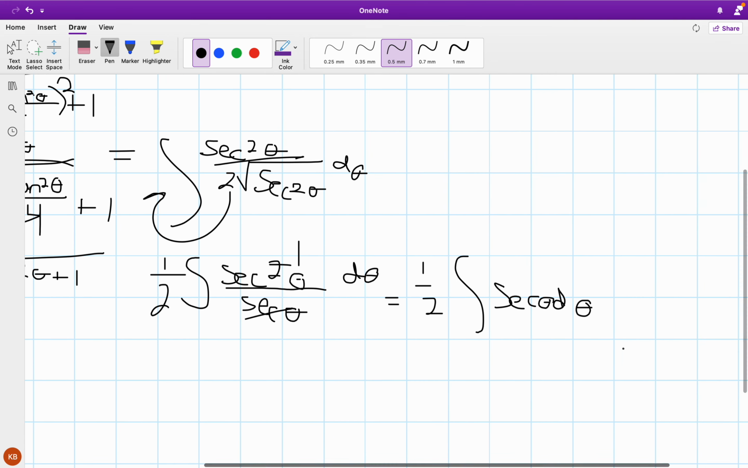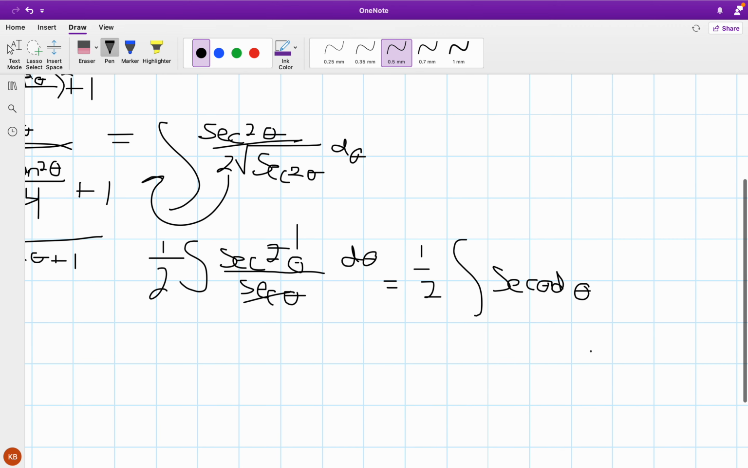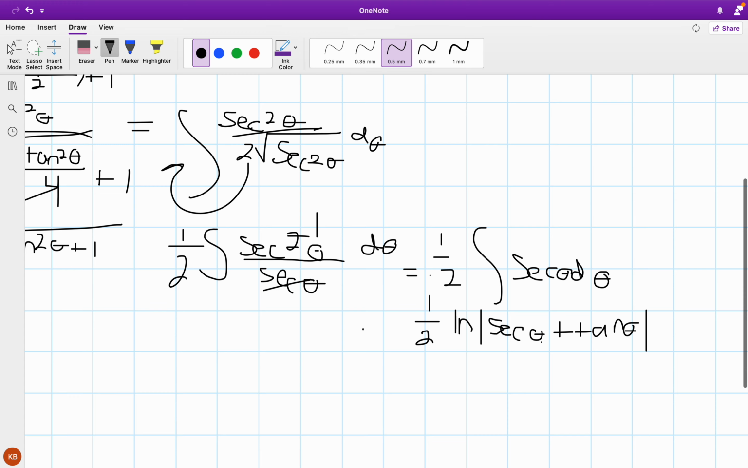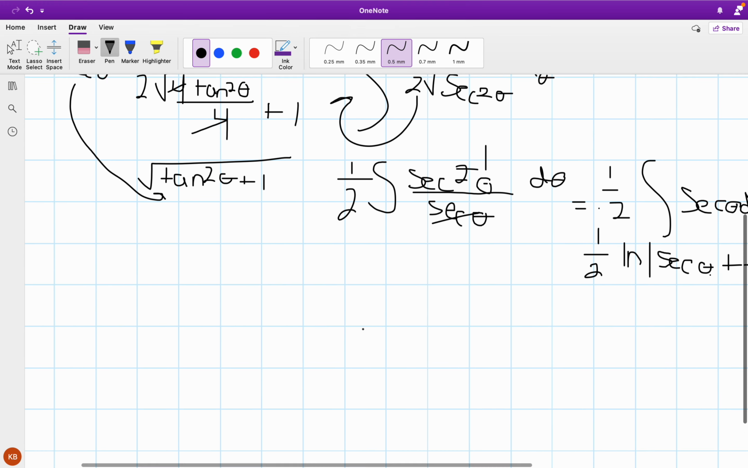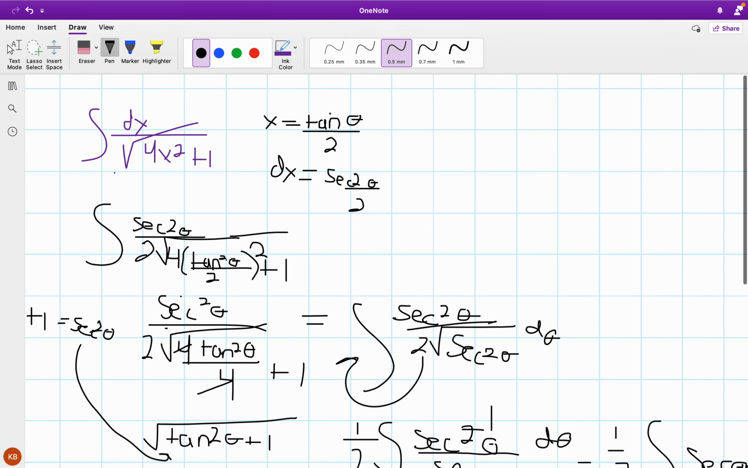Alright, so the integral of secant theta is ln, natural log, of the absolute value of secant theta plus tan theta. And the 1/2 is here, so we're just going to put it out here. And that would be our answer, but it's in terms of theta and we want it in terms of x. So the best way to do it is look at our original substitution.